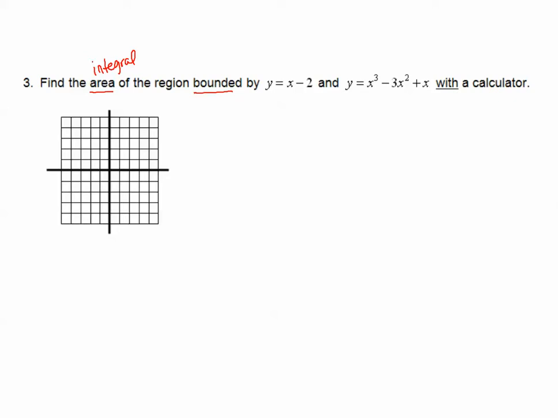We'll see. Let's go ahead and begin by graphing the linear function. Y is by itself. This is a function of x. Start down 2 units, and it's a straight line with a slope of 1. So I'm going to find all those points, and there's my line.